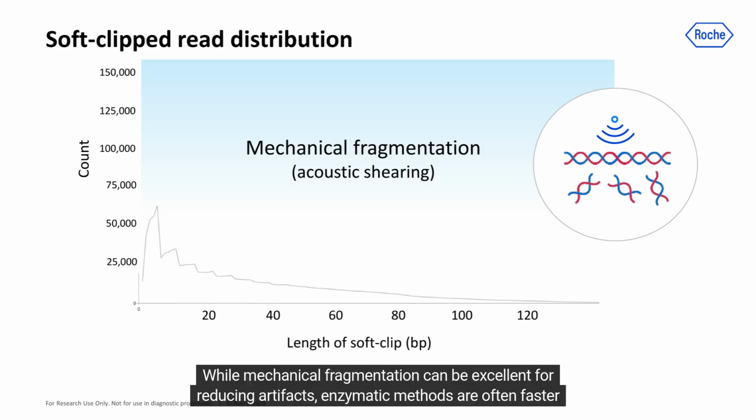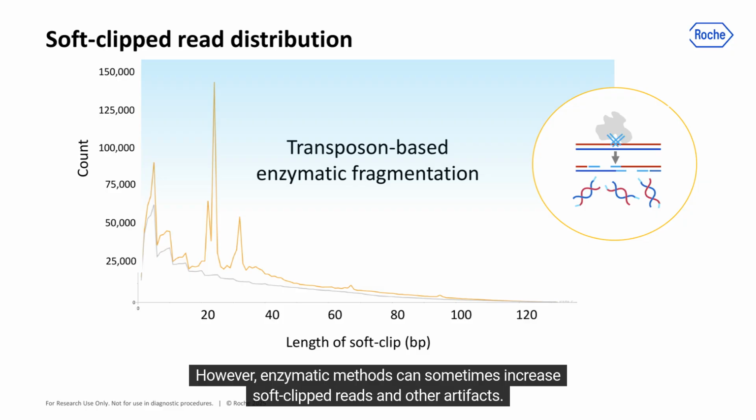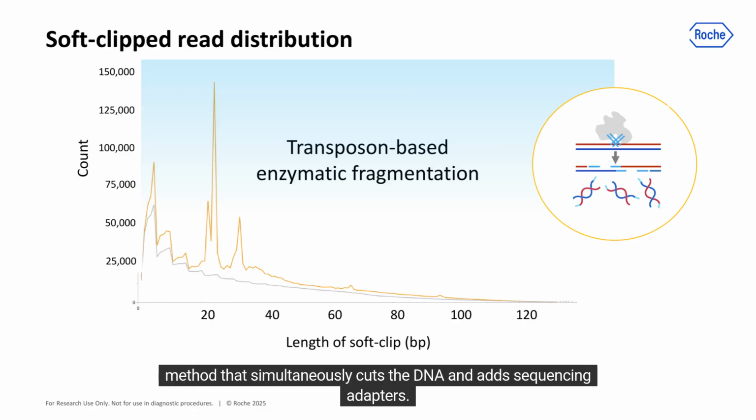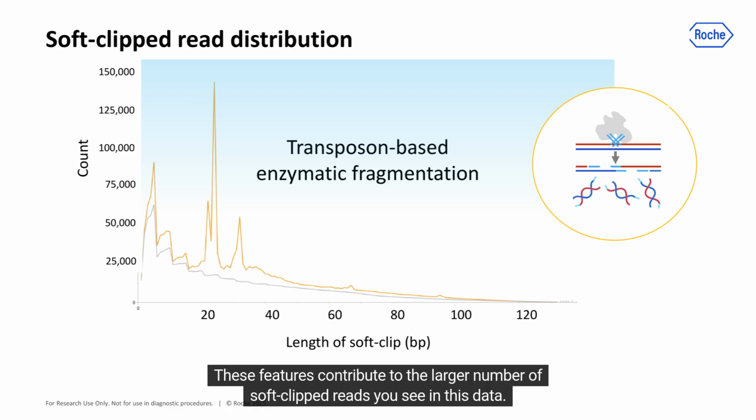While mechanical fragmentation can be excellent for reducing artifacts, enzymatic methods are often faster and require less starting material. However, enzymatic methods can sometimes increase soft-clipped reads and other artifacts. The orange line shows the distribution from the same DNA sample fragmented using a transposon-based enzymatic method that simultaneously cuts the DNA and adds sequencing adapters. This method is more prone to adding bias, often cutting DNA near inverted repeats and leaving overhangs. These features contribute to the larger number of soft-clipped reads you see in this data.